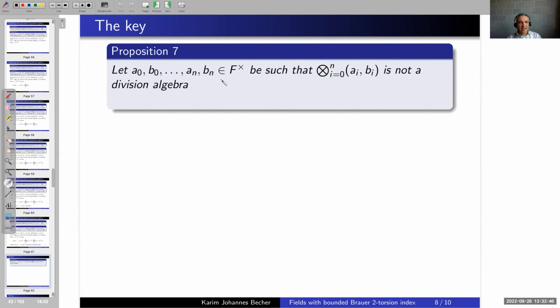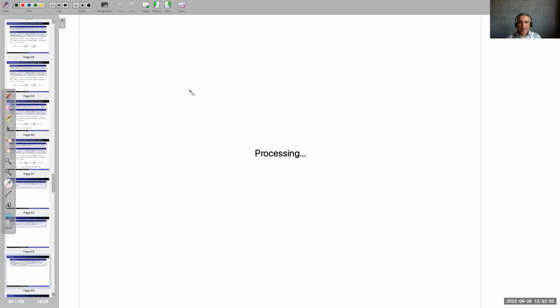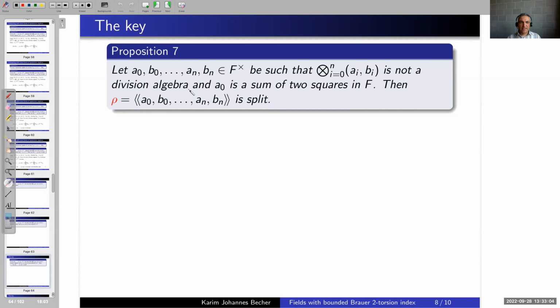So let's again have these 2n+2 entries. Let's build the tensor product of the quaternion algebras and assume that it has non-trivial zero divisors. And let's assume that A0 is a sum of 2 squares in F. And let's look at this 2n+2-fold Pfister form rho. The claim is that it is split. Okay. Now, how do we show this?